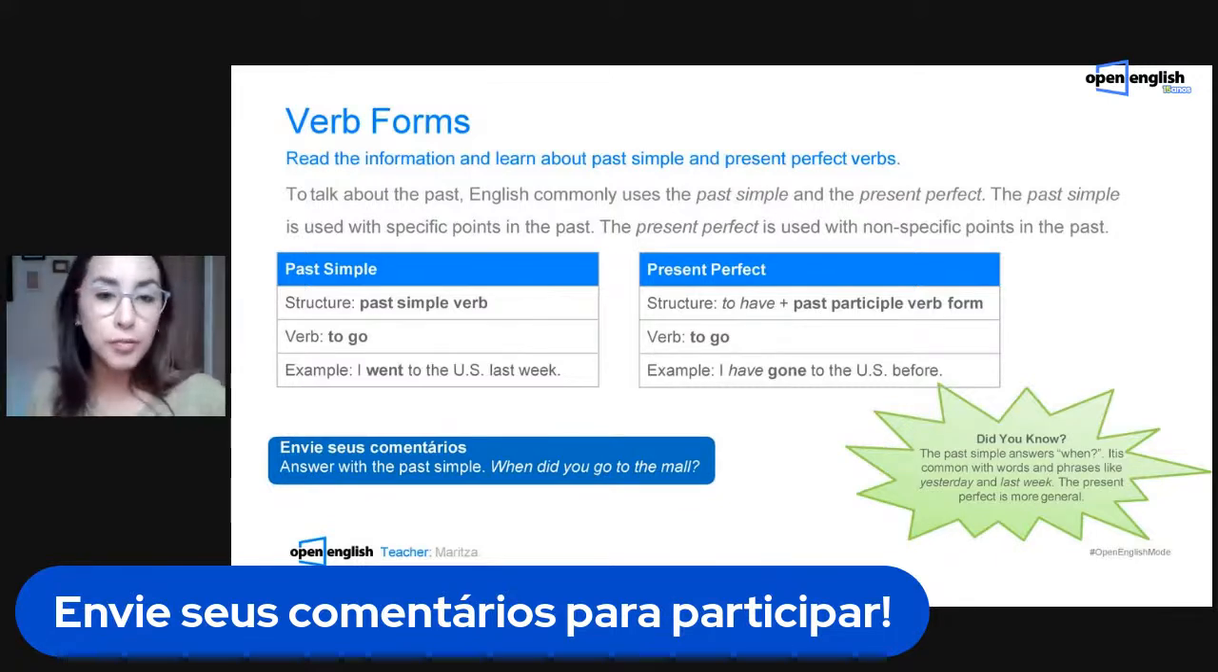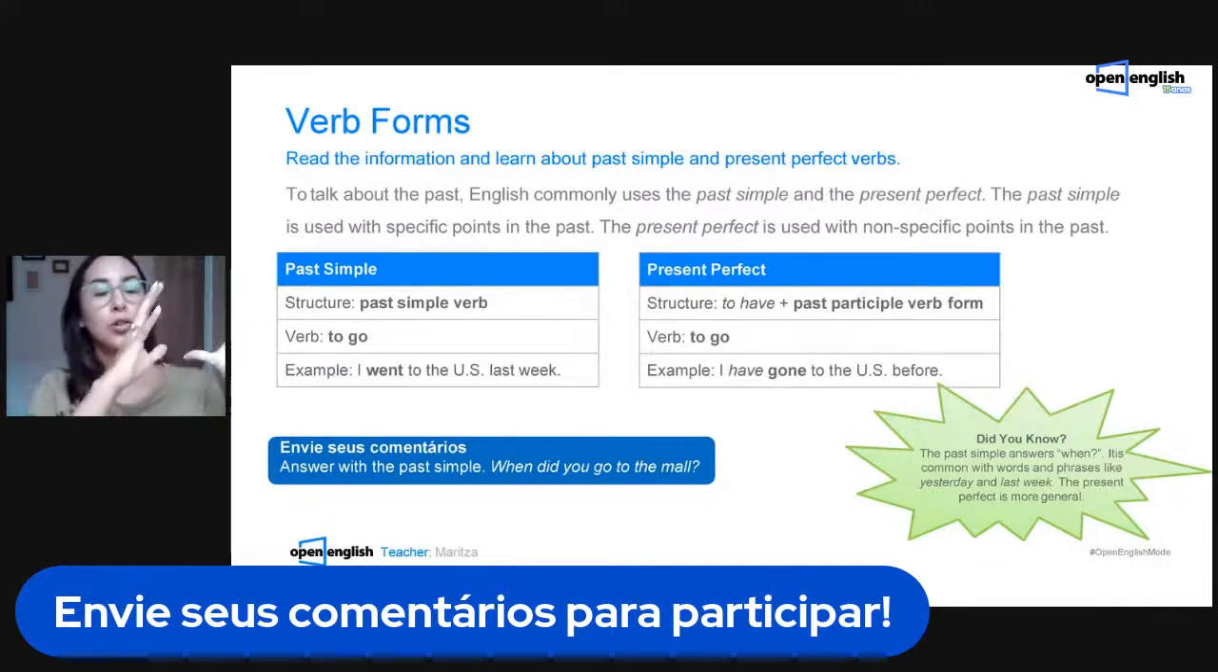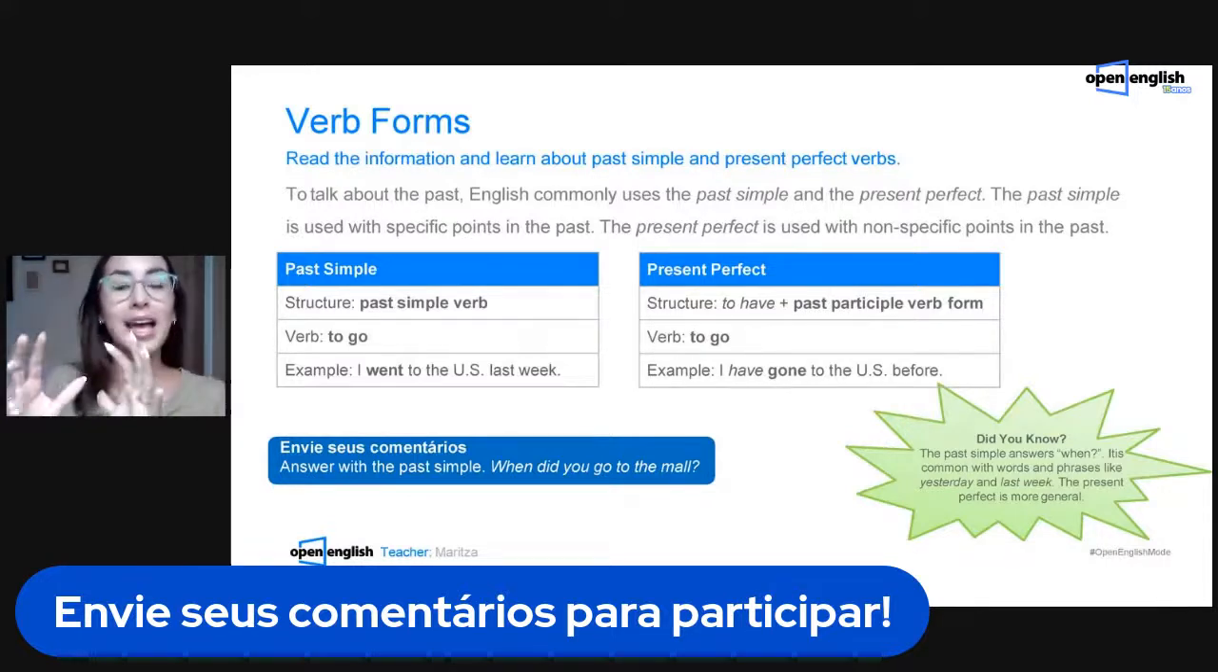The present perfect is when we have the additional verb to have and the past participle verb form. So for example, we can say, I have gone to the US before.